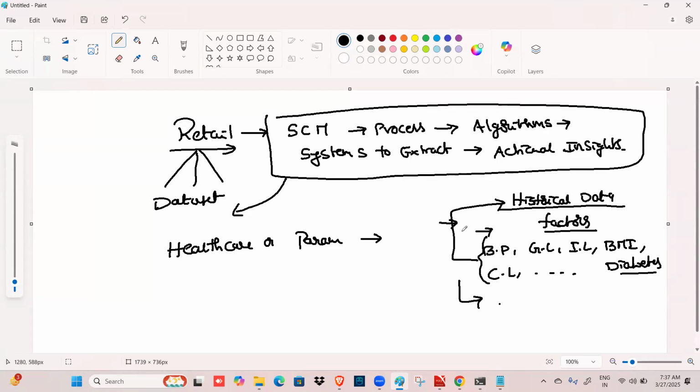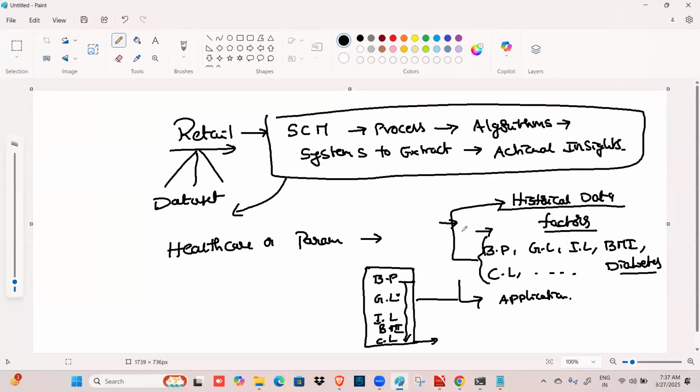We are going to design an application. In that application, what we are asking is just to enter some of the important factors. Enter your details, like what is your blood pressure count, your glucose level, your insulin level, your body mass index, and your cholesterol level. And finally, after entering the details, we are going to say whether the person is going to get diabetes or not. These are the kinds of applications we are going to design.